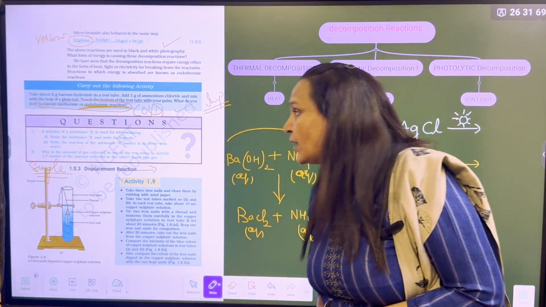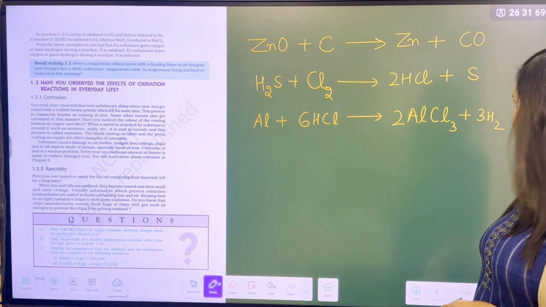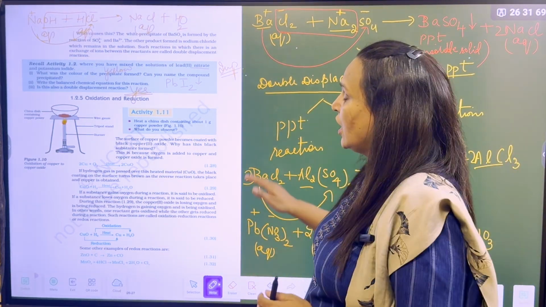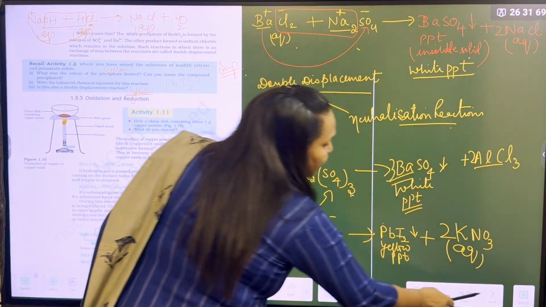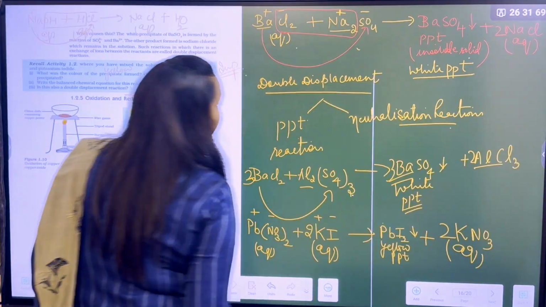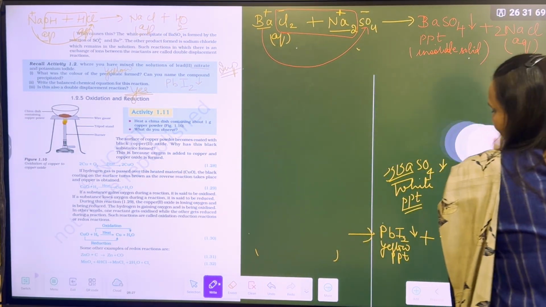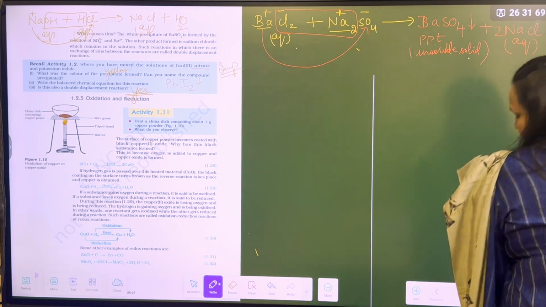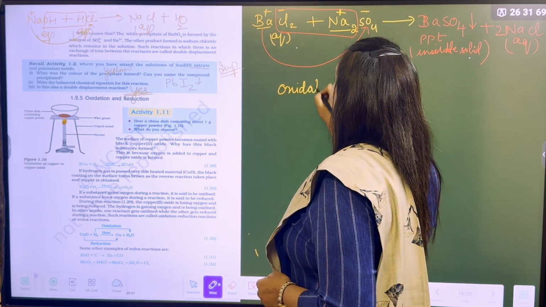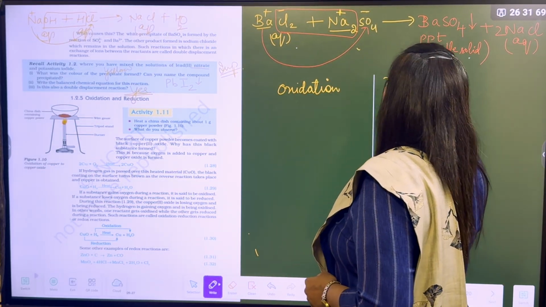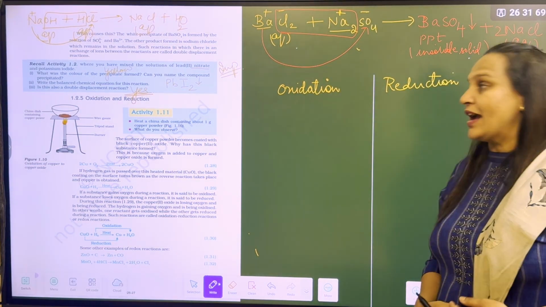Shall we go to the last topic now? We are going to our last topic. What is the last topic? Oxidation reduction reactions. So what is the speciality about oxidation and reduction? I am erasing this part. Let's first understand what we mean by oxidation and reduction. Once you are clear with the meaning, you can easily do these reactions.